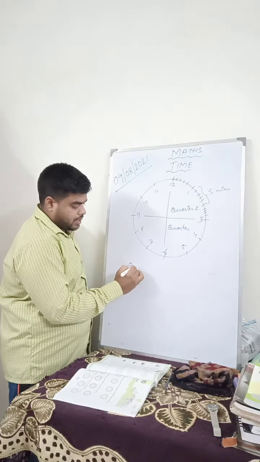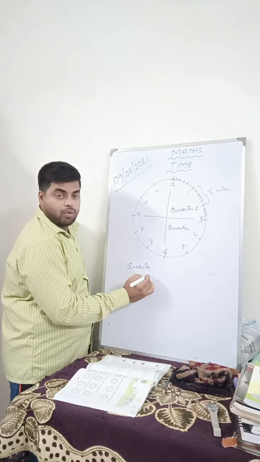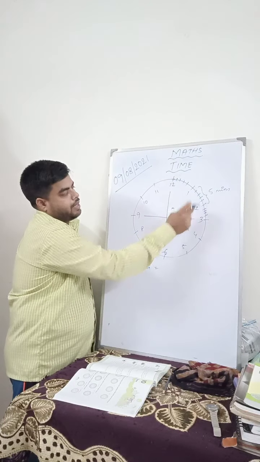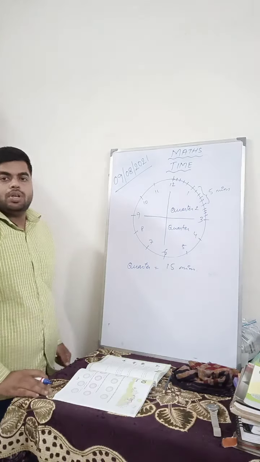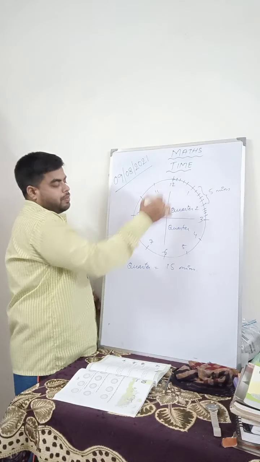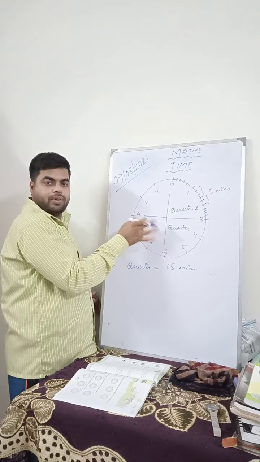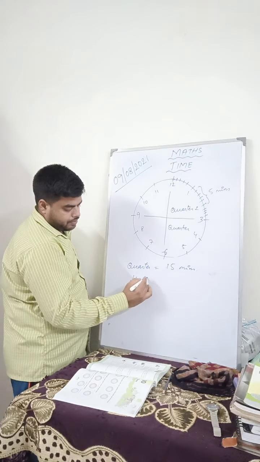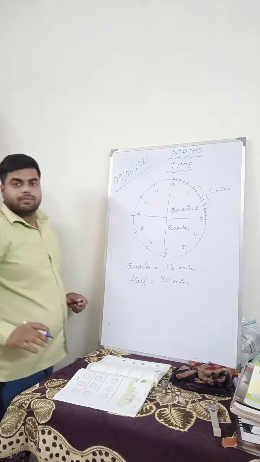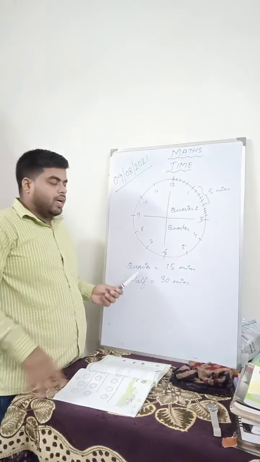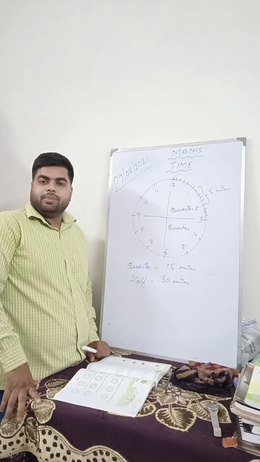So if they ask you what do you mean by quarter? Quarter means 5, 10, 15. So quarter means 15 minutes. If it is from 12 to 6, this is half. So half means 30 minutes. So quarter means 15 minutes, half means 30 minutes.